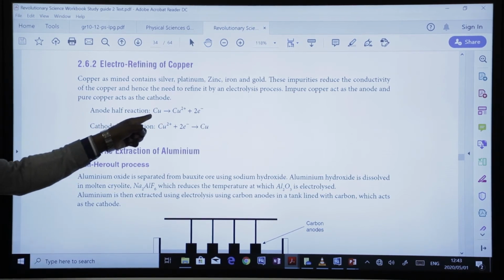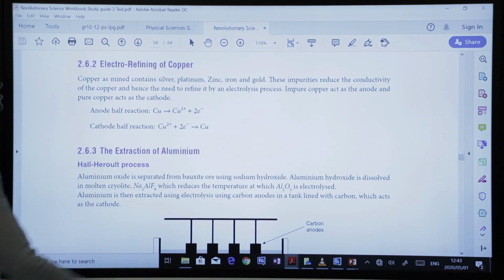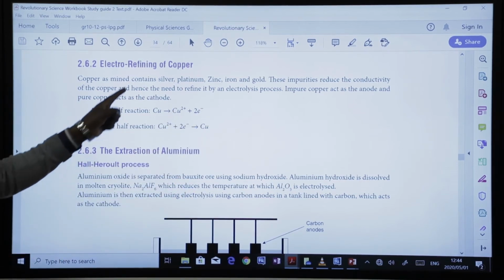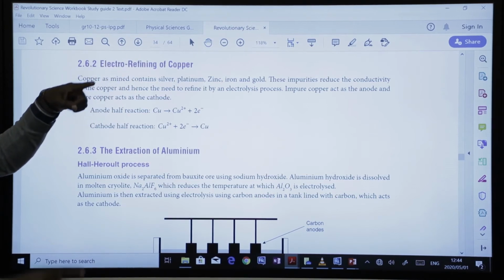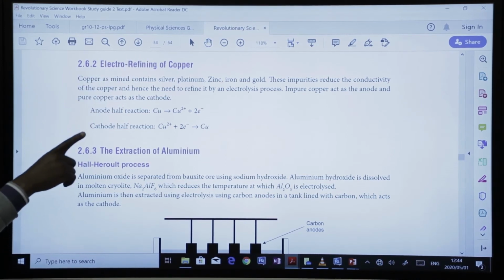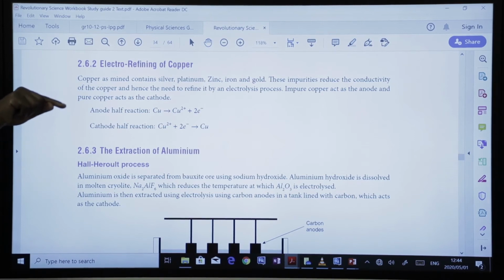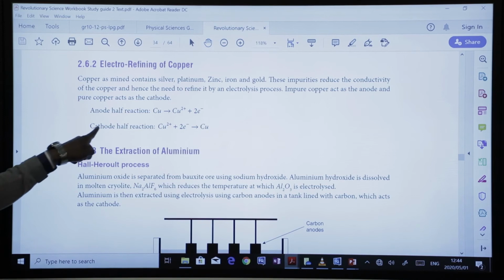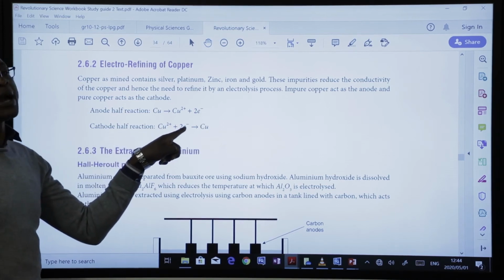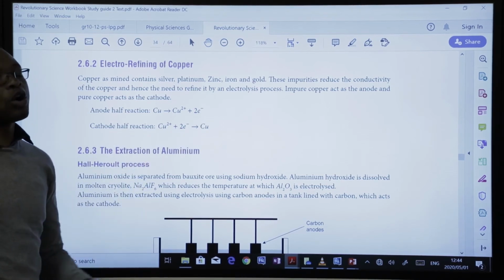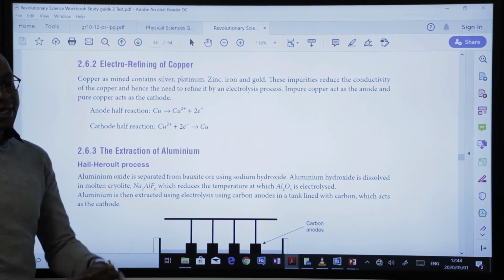At the anode, the copper goes into solution and forms copper 2+, and 2 electrons are carried through the external circuit from the anode to the battery. And from the battery, we do have an electric current which is flowing to the cathode. And at the cathode, the copper 2+ ions will pick up 2 electrons and become copper atoms, a solid.